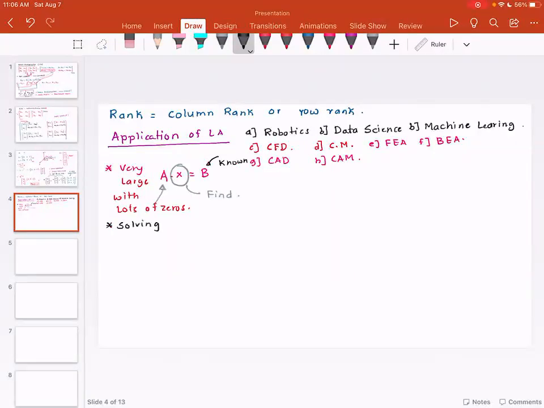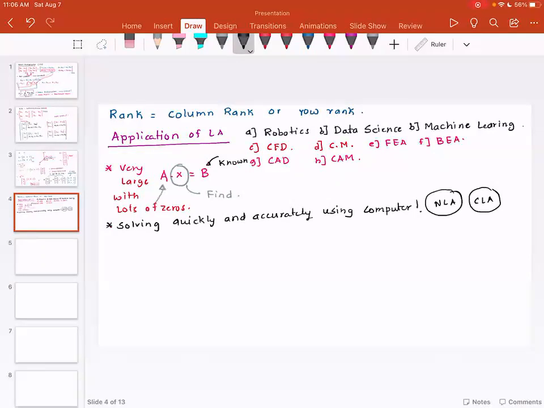Solving quickly and correctly and accurately using a computer. And that is where numerical linear algebra comes into place, or computational linear algebra comes into place. So the classic problem, what I want to define this as something similar to, if you think about what we want to do is, we have a vector, and for generalization, I'm going to call this a matrix that needs to be decomposed into its two fundamental parts.